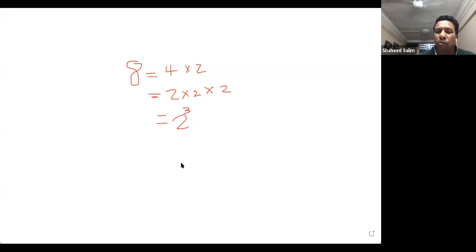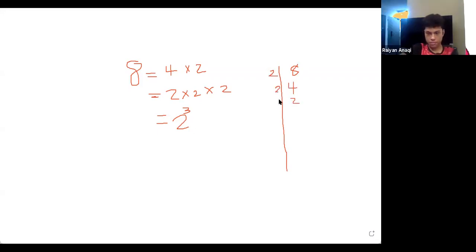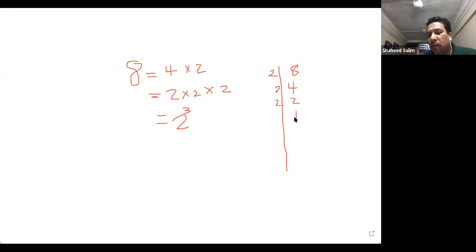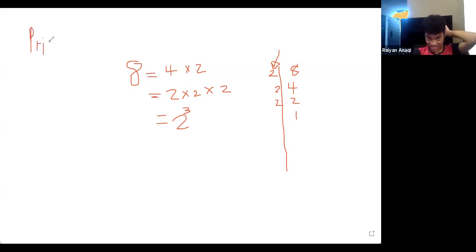So how to do this one? You have this line here, you put it on here. Sometimes I did this in class. You divide by 2, you get 4. Divide by 2. Remember, until you get 1. Now the numbers we put here must be prime numbers. Now you tell me what are prime numbers. Prime numbers, okay.